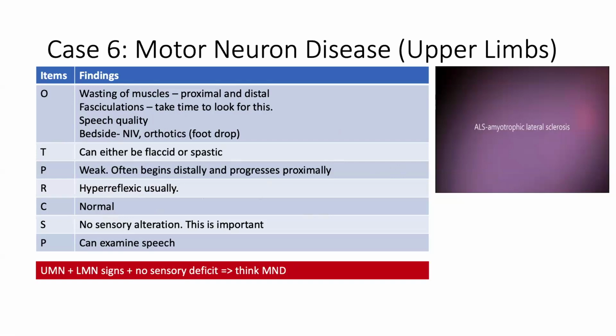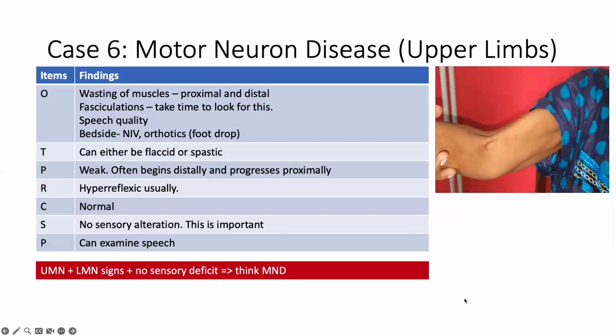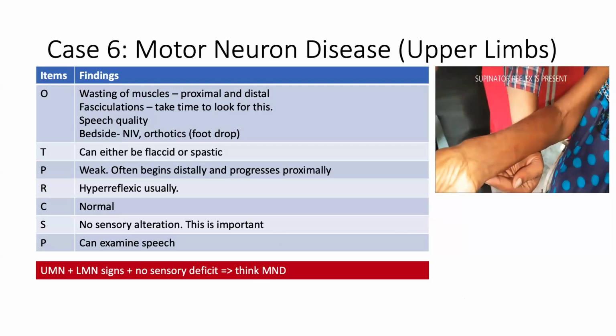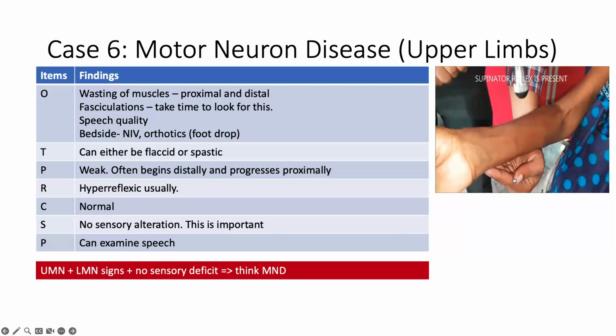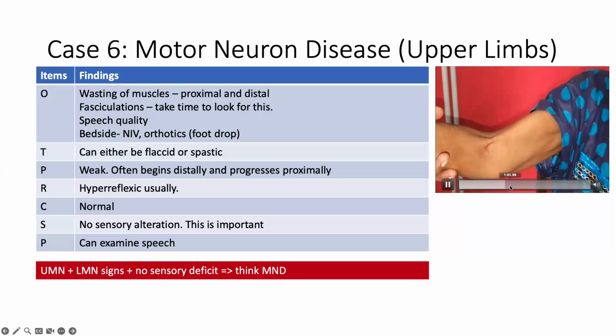But it's very important that MND patients must not have any sensory alteration. They do not have any finding in the sensory neurological exam, because if they have sensory deficit, it cannot be motor neuron disease. So this is somebody with ALS. This is an important point. Fasciculations can be really, really subtle, and you need to take time to observe it. Always try to look for it.